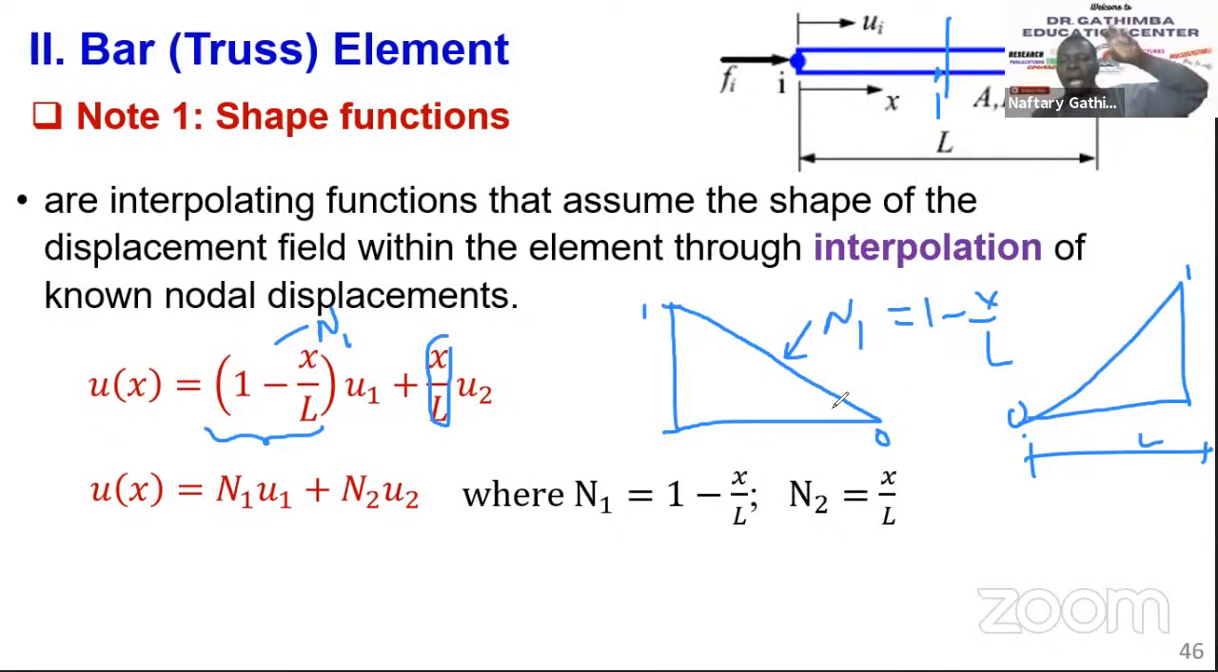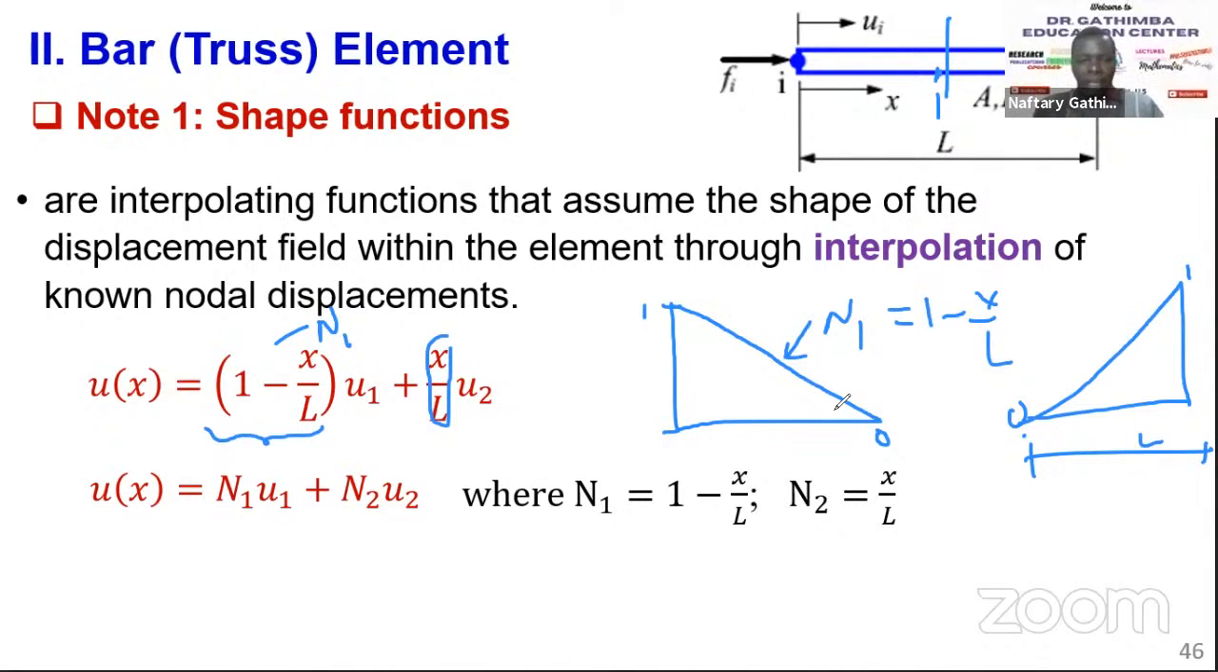Now we know there is a function N1 which relates the displacement from node 1, and there is the interpolating function relating again node 1 and 2, but with heavy weight. Okay, good. That term is good. We can talk of them as the weighting functions. The weight depends on the distance from each node.